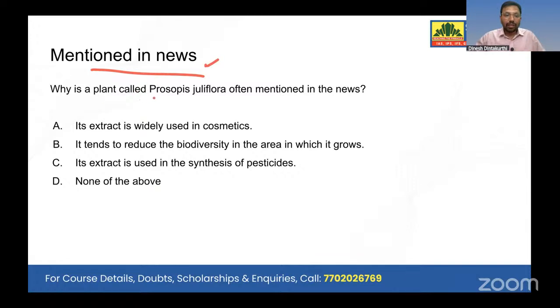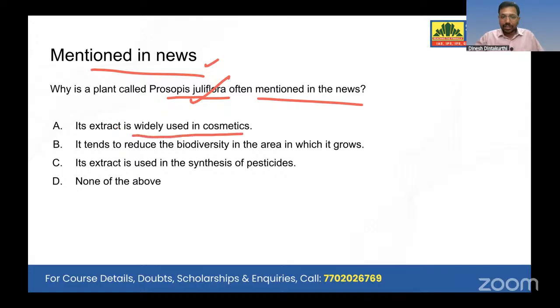Why is the plant Prosopis juliflora often mentioned in news? Because this is one of the most common plants in India, a thorn plant with small thorns. This particular plant is occupying the entire ecosystem in India. Wherever you go between arid areas, from city to city where there is no agriculture, this Juliflora plant will be there. I think you might have seen this plant. It looks similar to any other citrus plant.